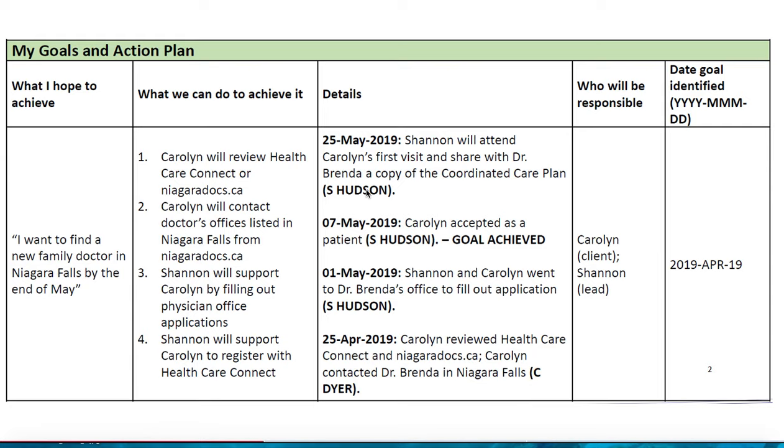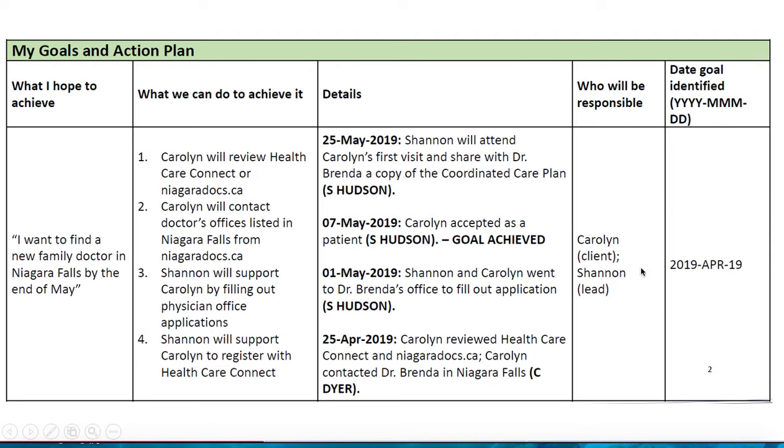If the goal has been achieved, you want to ensure that it is clearly identified in the details section. The next section is named Who Will Be Most Responsible. This section is to detail who on the care team will be supporting the client in achieving their goals. This really does ensure accountability for everyone on the care team. So again, here you can see Carolyn is the client and Shannon is the lead, very clearly outlining who is who.